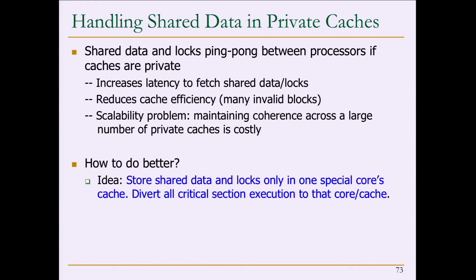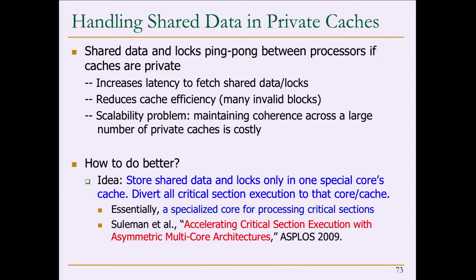So how do you do better? This is something that we will discuss later, actually. Maybe tomorrow, we'll see. Depends on what we finish today. You can store the shared data unlocks in one special core's cache, and then you can divert computation on those to that core or that cache. Or basically send the critical sections that access shared data unlocks to a particular core that may be specialized for processing shared data unlocks. That way, the shared data unlocks stay in one place, and you may actually have a specialized core for processing critical sections. And we will talk about that later on. It turns out this actually improves your cache efficiency. This improves your performance because now that core can be bigger, can execute fast in those critical sections.